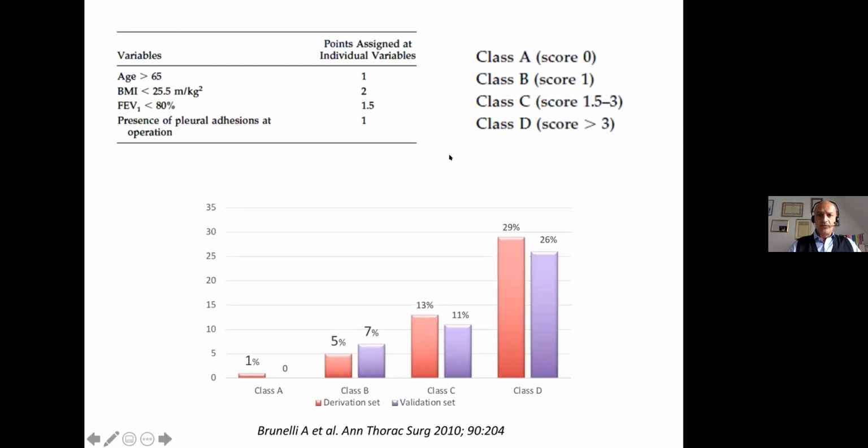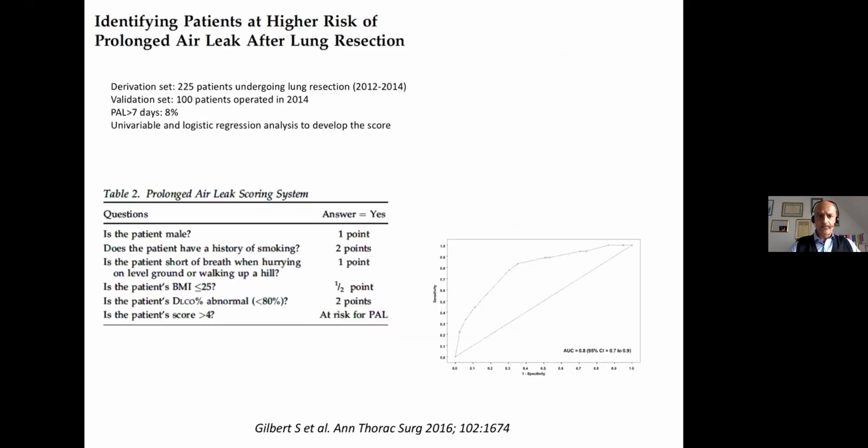And we grouped the patients into 4 classes of risk, and you see here how well the score stratified the risk of occurrence of prolonged air leak, both in the derivation and validation set.